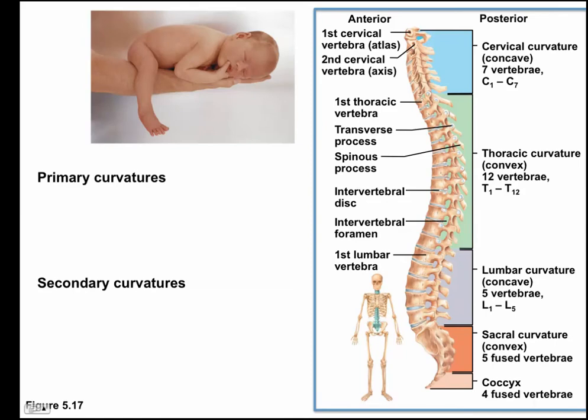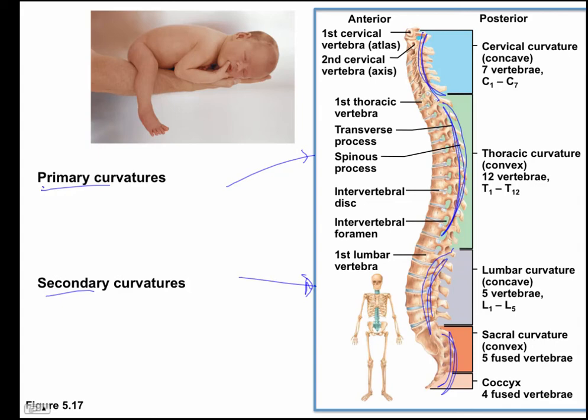Okay. Now let's look at curvatures of our spines. In an adult spine, what we have is this concave curvature of our cervical and our lumbar regions of our vertebral column. And we have this convex curvature of our thoracic, sacral, and coccyx regions. Now, we have the other curvatures we call primary and secondary, and these really correspond to these different types of curvatures that we already saw.